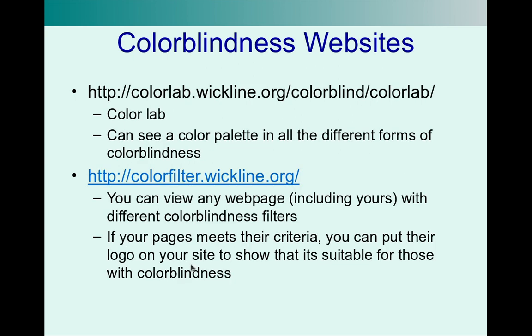Now there is one color blindness website where the link is visible to you here. We can see a color palette in all different forms of color blindness on this particular website. You can view any web page, including your web page, with different color blindness filters applied. So you can take your particular combination of colors that you apply to your web page, apply different color blindness filters using that website, and check whether all the colors are visible properly.